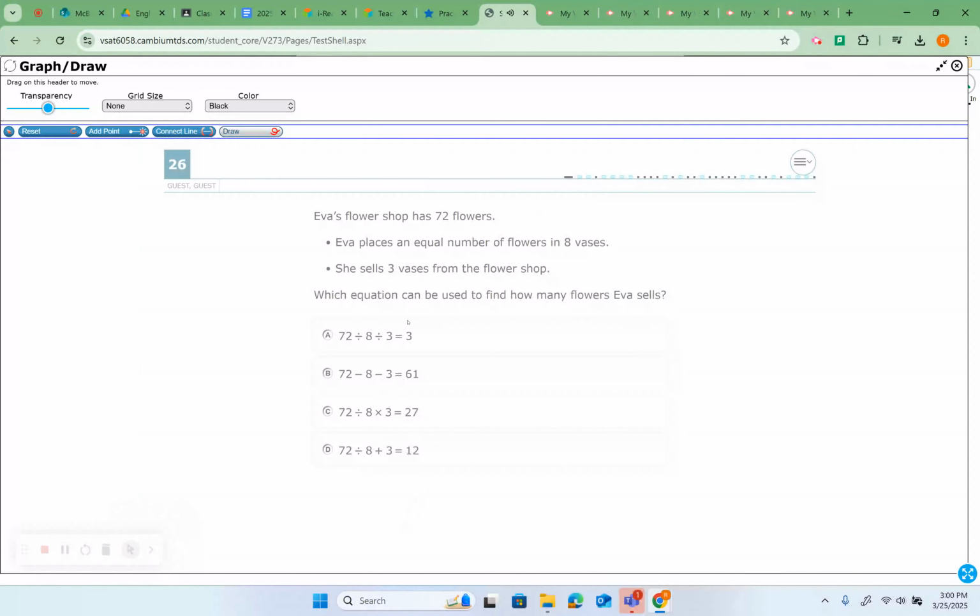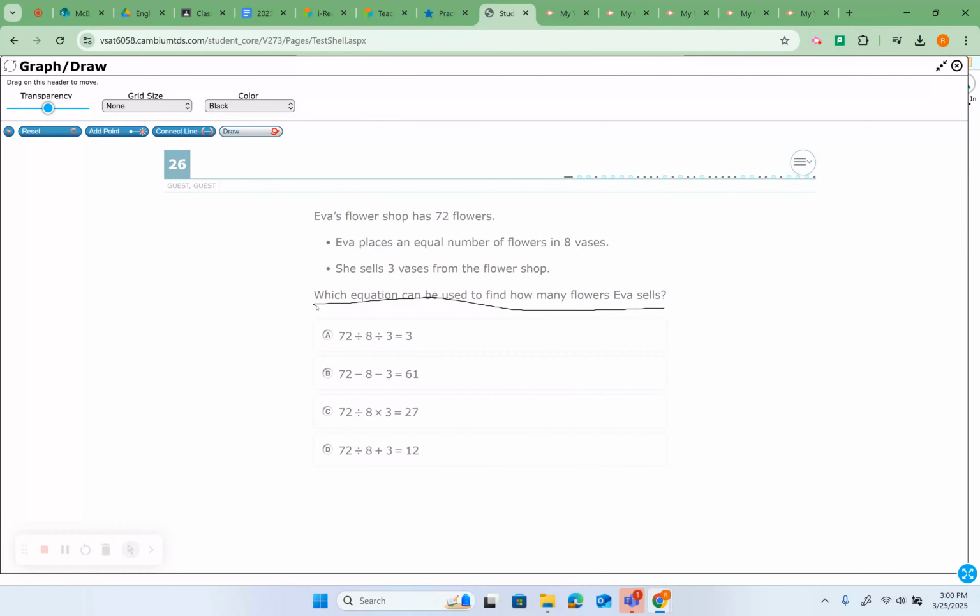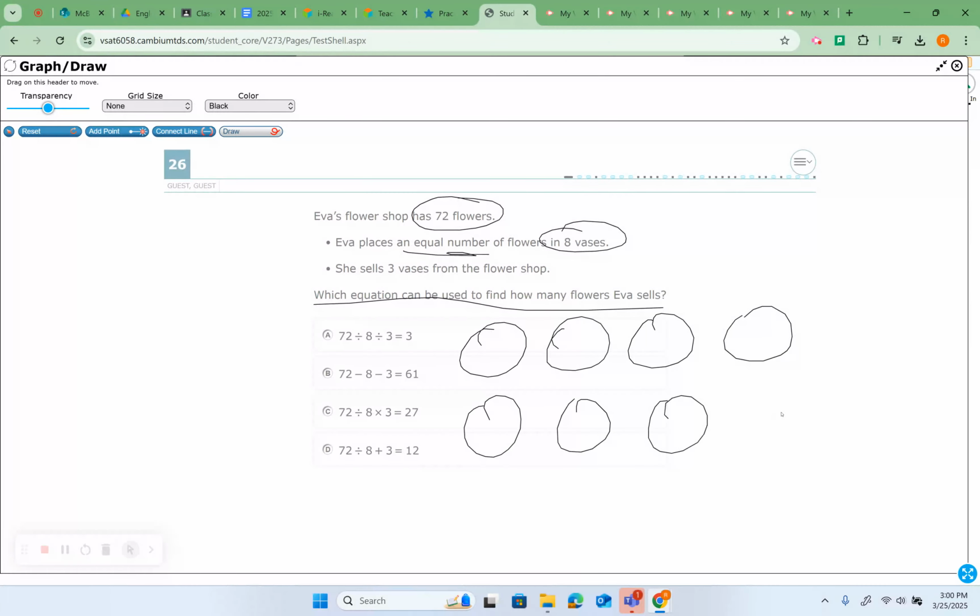Okay, not a fan of this problem. Let's take a look at it. So we have: which equation can be used to find how many flowers Eva sells? So I got 72 flowers. I'm going to place an equal number of flowers in 8 vases. So let's go 1, 2, 3, 4, 5, 6, 7, 8.